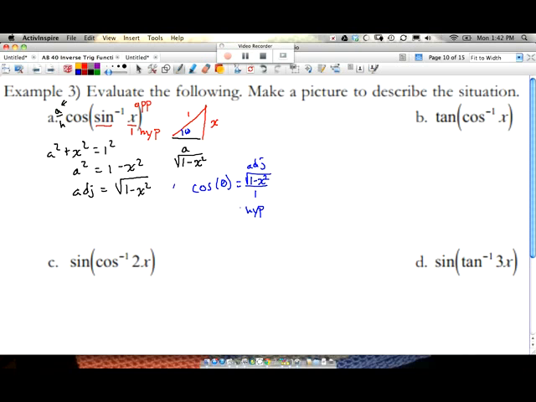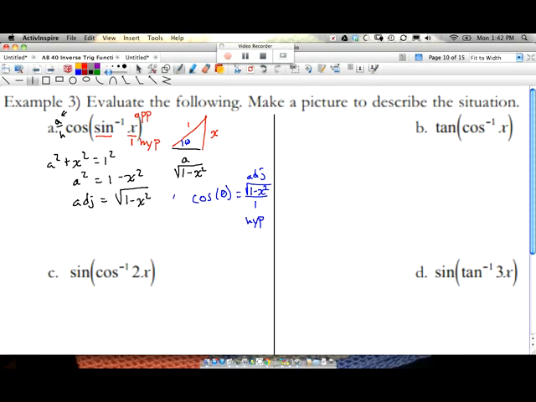Excellent. Let's split the page. There we go. Let's do it again.